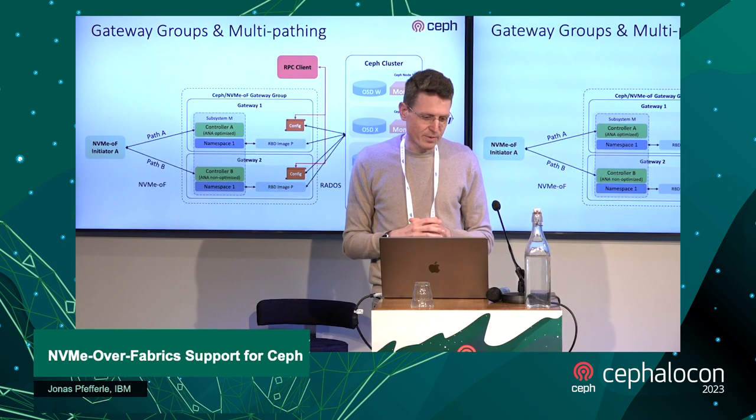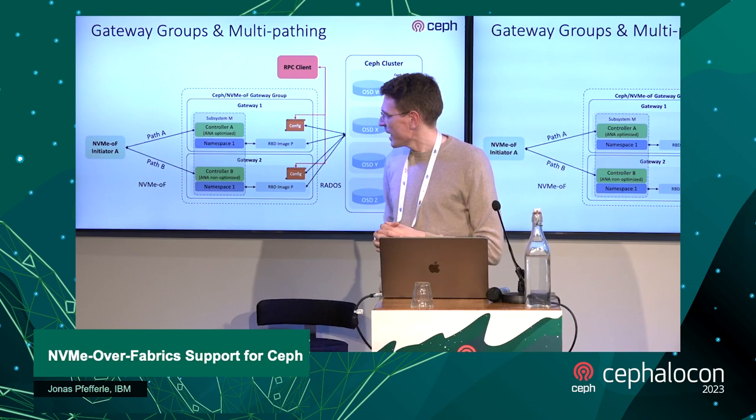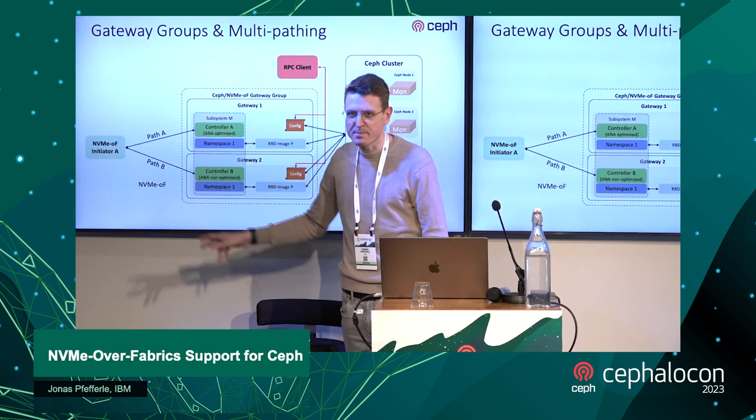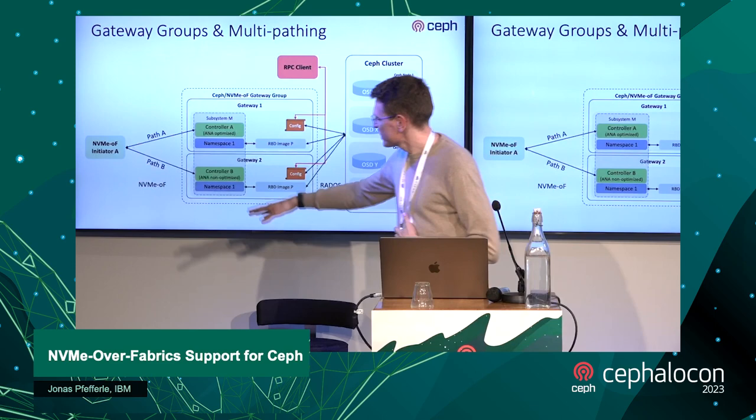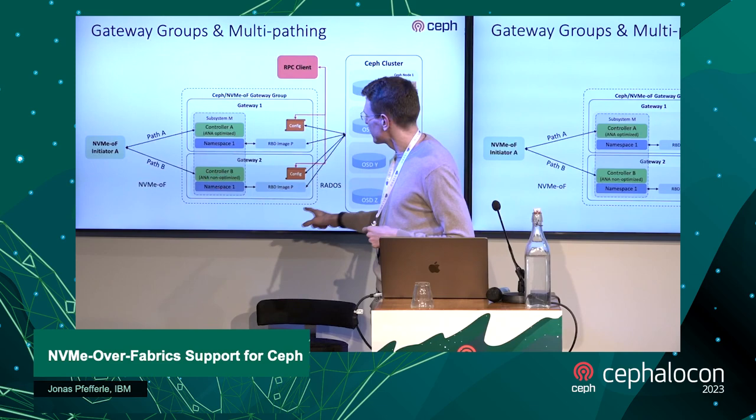In NVMe over Fabrics, multipathing is part of the specification. Basically, what the spec says is that you span a subsystem over multiple targets, and then you have multiple paths to connect to a subsystem. And how we do this is we span between gateways, and the span we call a gateway group. This is basically your fault tolerance domain.